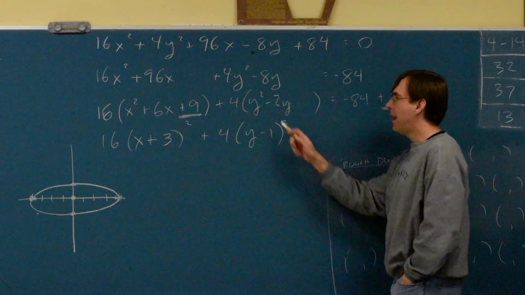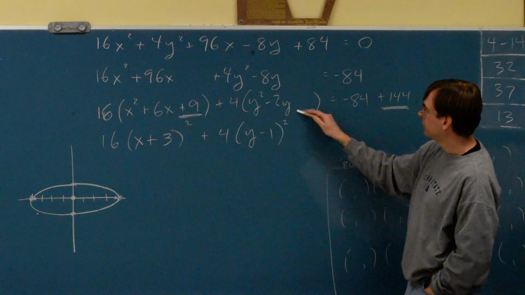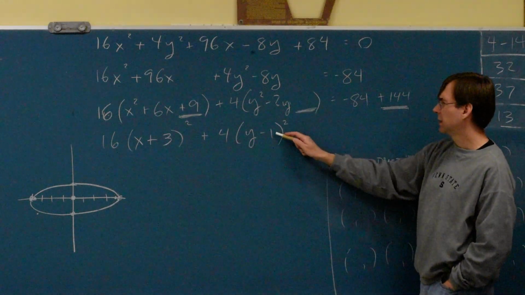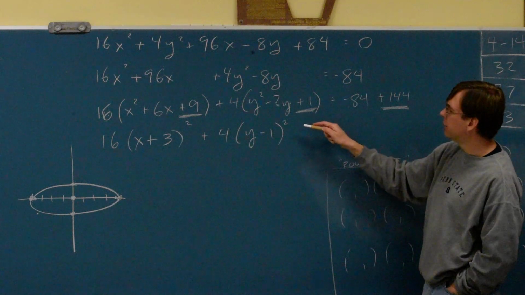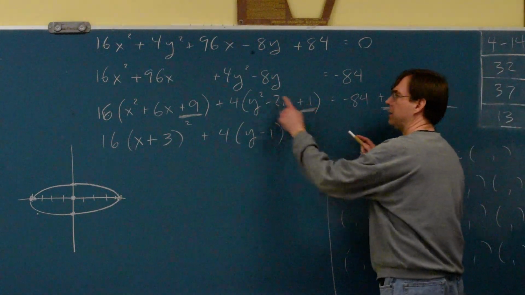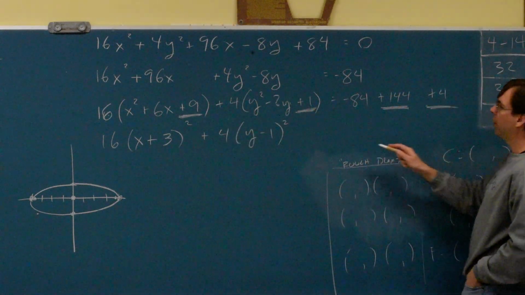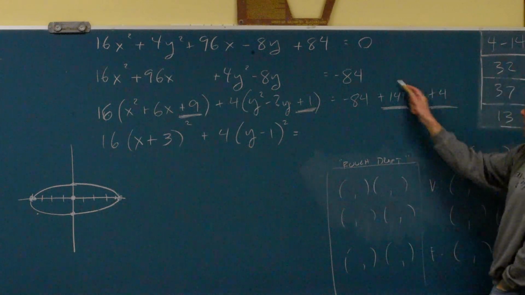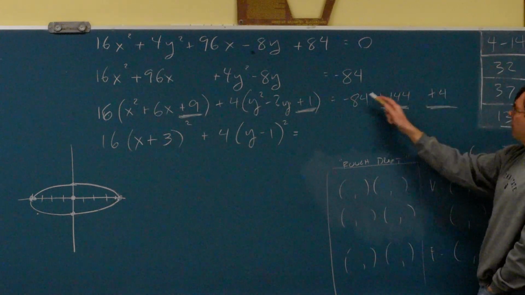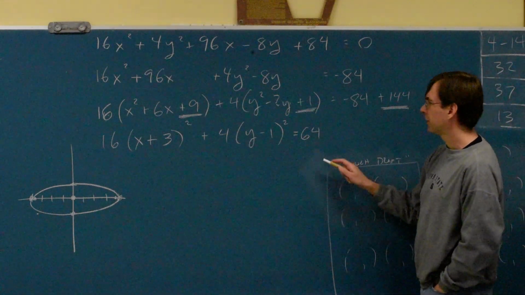This would be y minus 1 squared, again copying the sign, half the number. The missing leg here would be an add 1. The payment for that would not be an add 1, because 1 is multiplying 4, so that's an add 4. If we add this all up, that equals 64, and then we're almost there.